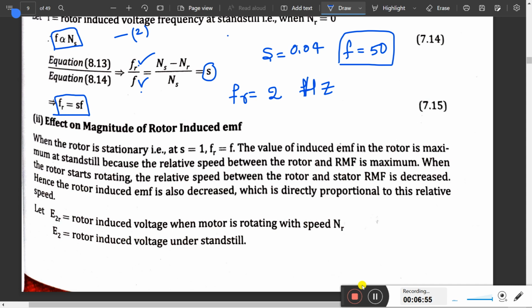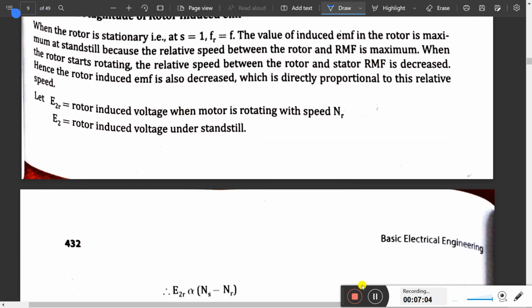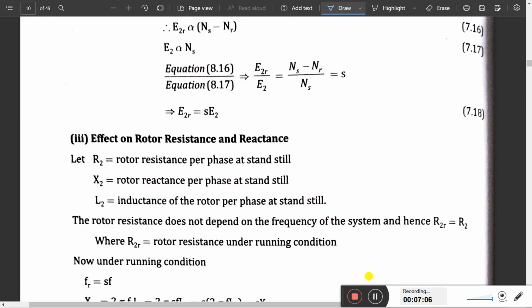Previously we discussed the frequency and how it affects the rotor. Now we will discuss the effect on the magnitude of the rotor induced EMF. Similar to the rotor frequency, where Fr is equal to S into Fs, in this case also the rotor induced EMF is equal to S times the supply voltage E2. Observe here the multiplication of S.